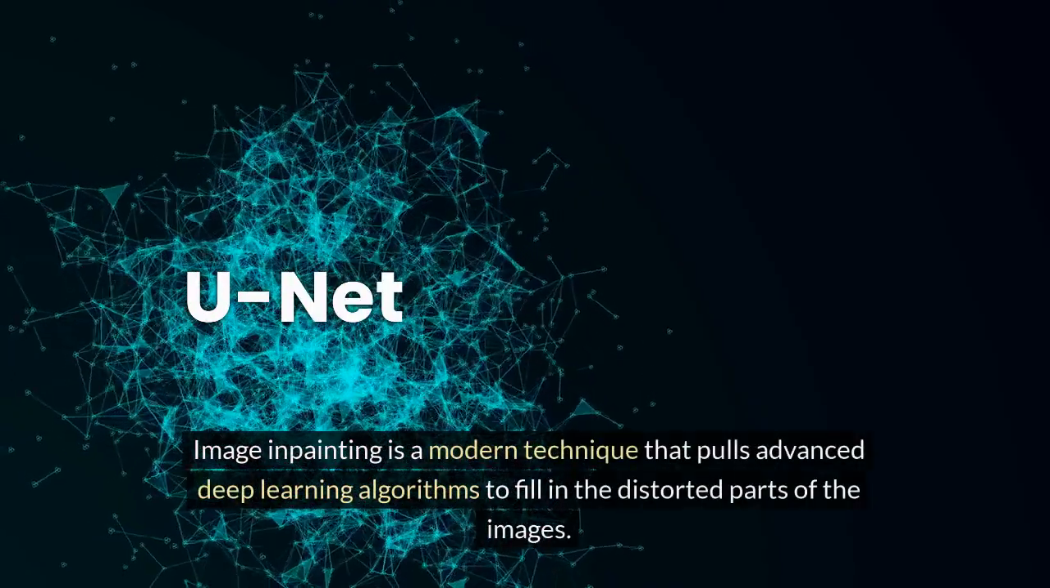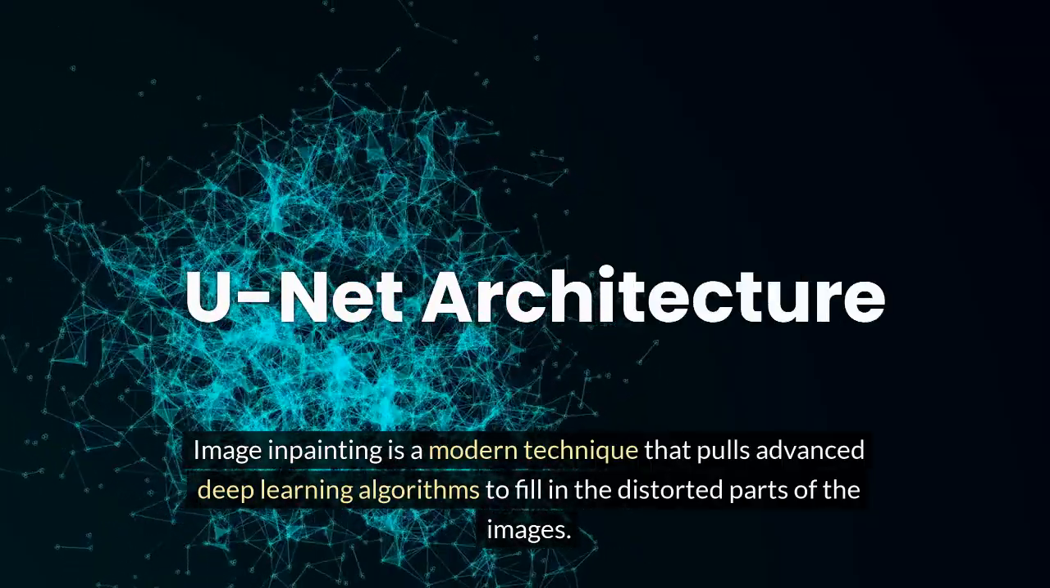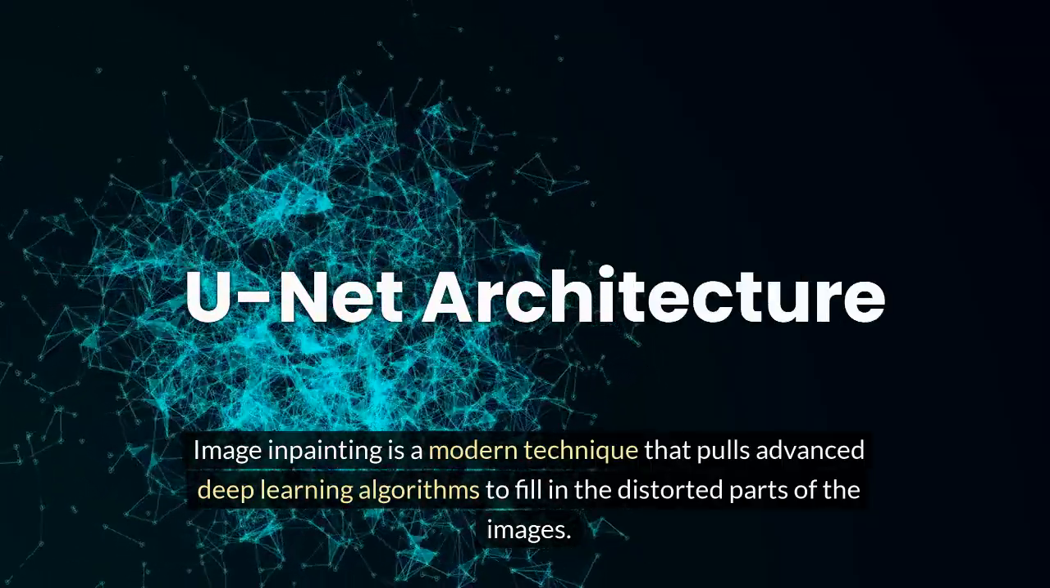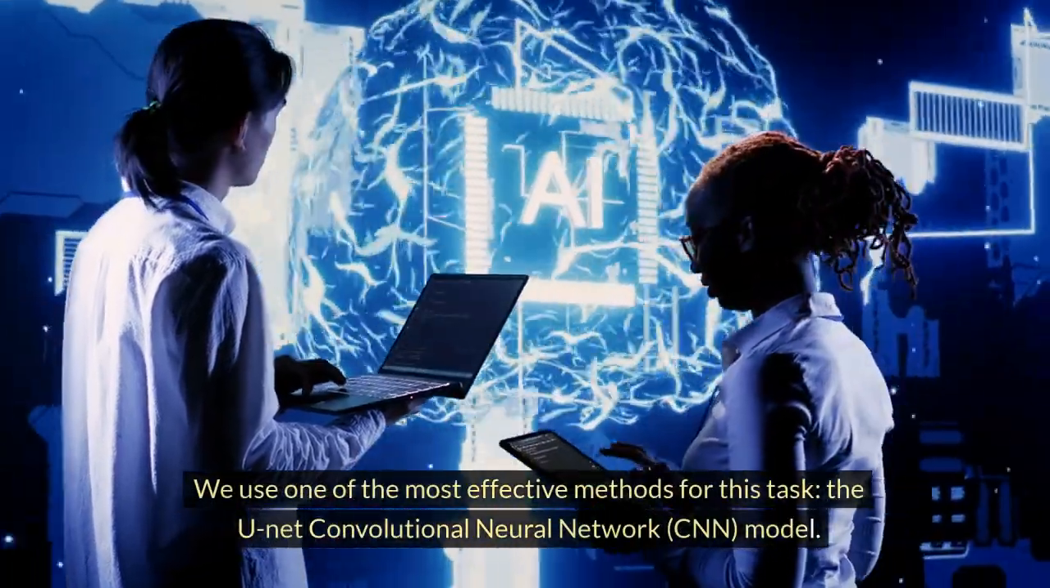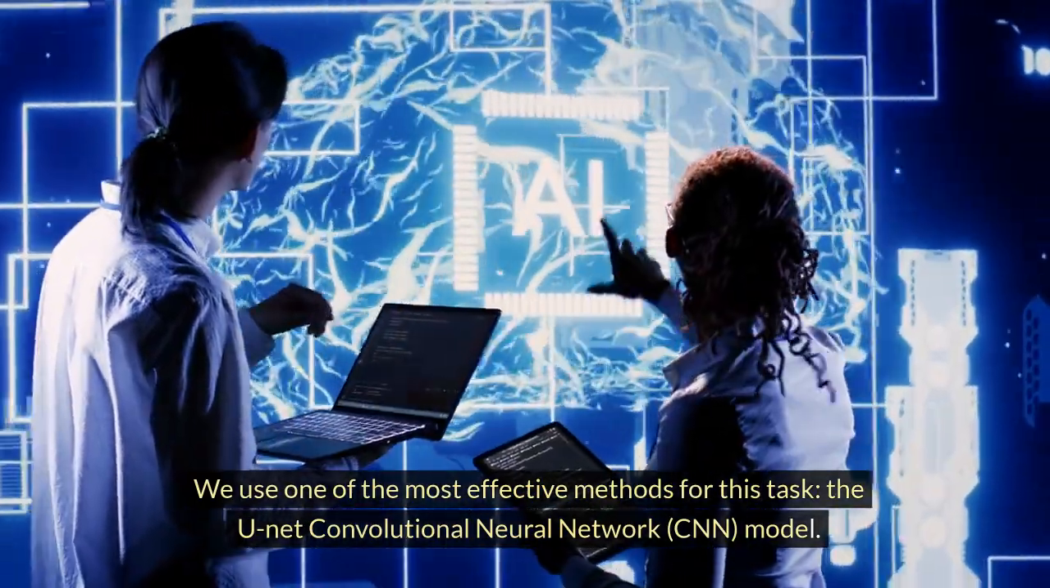Image inpainting is a modern technique that uses advanced deep learning algorithms to fill in the distorted parts of images. We use one of the most effective methods for this task, the U-Net convolutional neural network (CNN) model.